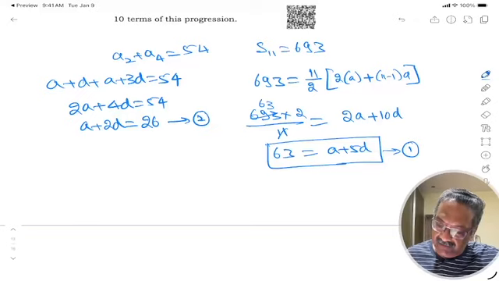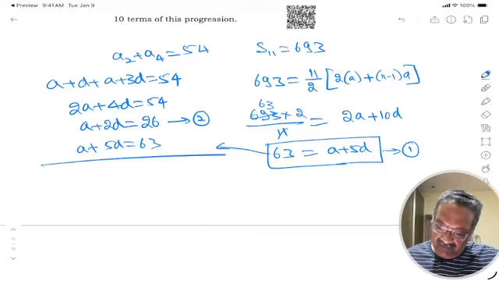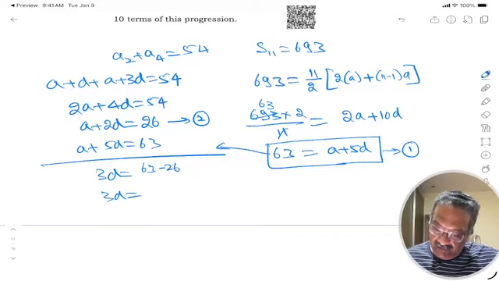This is the second equation. So we've got a plus 5d as 63 from here. So if you subtract this minus this, we get 3d is equal to 63 minus 27. 3d is equal to 63 minus 30 would be 33 plus 4 is... 54 divided by 2. This will be 27.